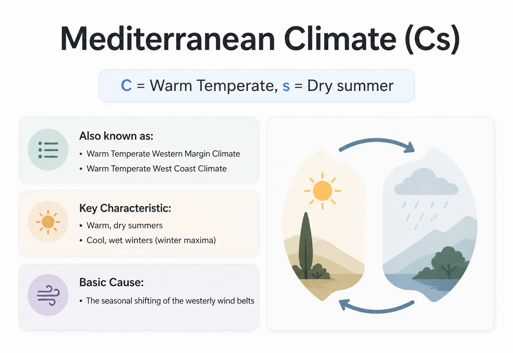Now, we transition to the sea climates, starting with the Mediterranean climate, classified as CS. The C stands for warm temperate, and the S is the crucial part. It means dry summer. You might also hear this called the warm temperate western margin climate. The absolute defining characteristic of the Mediterranean climate is its inverted rain pattern. It has warm, completely dry summers and cool, wet winters. This unique pattern is caused entirely by the seasonal shifting of the westerly wind belts as the Earth tilts on its axis.